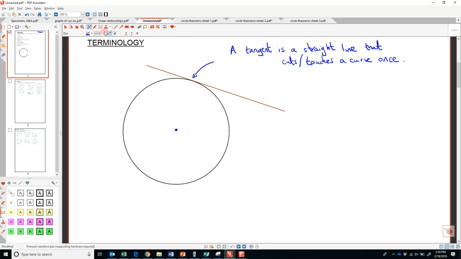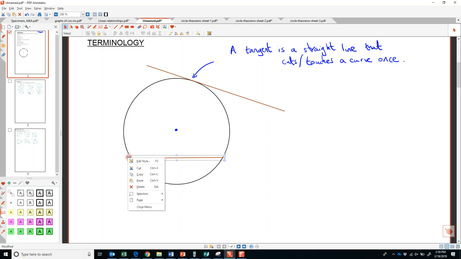Now, if I draw this line, you can tell me what the name of this line is called. Am I going too fast? What's the name of that line? Is that a chord? It is a chord, good. I'll put this one in and then I'll let you catch up.